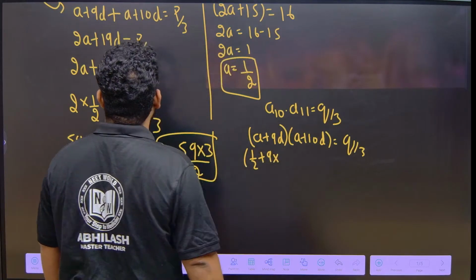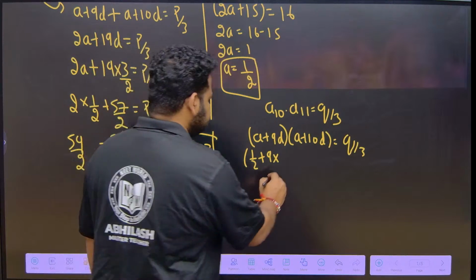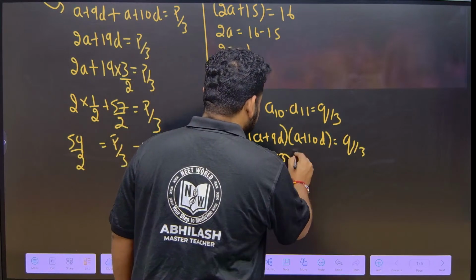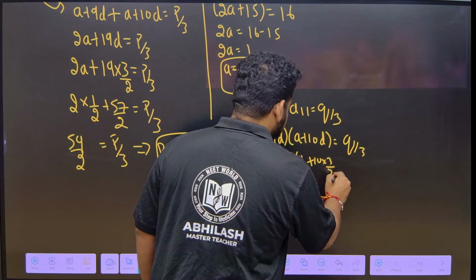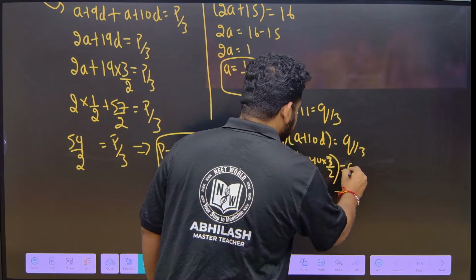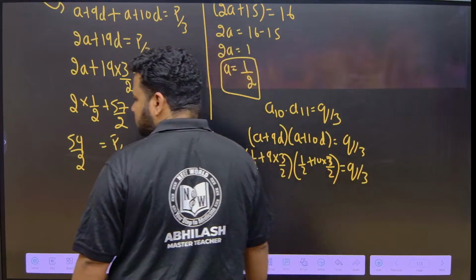What is the value of D? Common difference. That is 3 by 2. Correct? So that is 3 by 2 into A, which is 1 by 2 plus 10 into D, which is 3 by 2. That is equal to Q by 3.